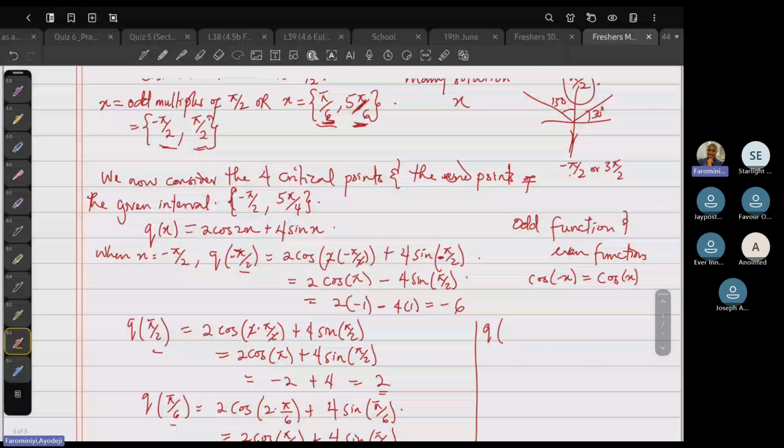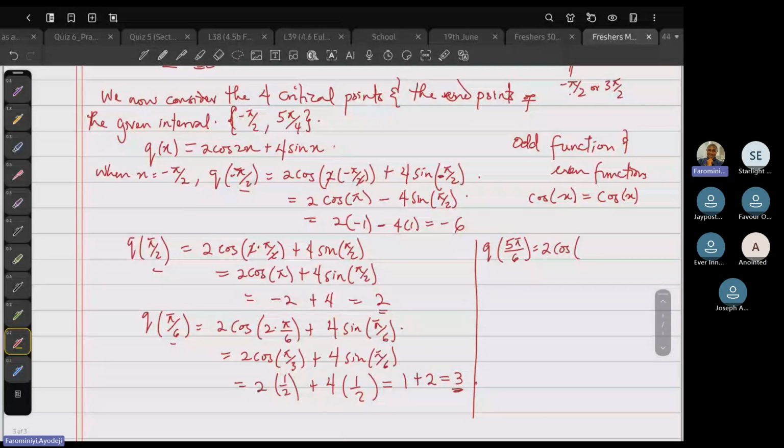That will be 2 cosine of 2 times 5 pi over 6. That's 10 pi over 6. Then plus 4 sine pi over 6. Let me remind you, at any point, if there's anything I'm writing that you do not understand, interrupt me and let me know.